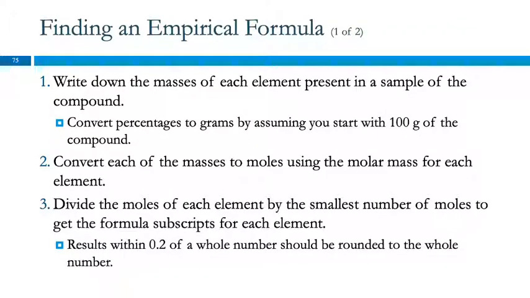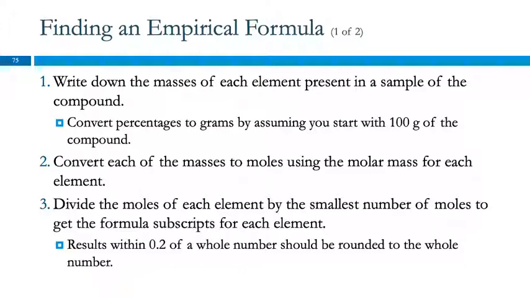So to make the percentage into a mass, just say, well, what if I had 100 grams of the compound? They said it's 75% iron. If I have 100 grams, then I have 75 grams of iron. So you can just take the percent sign and change it into a G, and you've got your masses. Then you convert those masses to moles using the molar mass. And then we need to find the smallest whole number ratio. So we'll take the moles of each element and divide by the one that's the smallest.